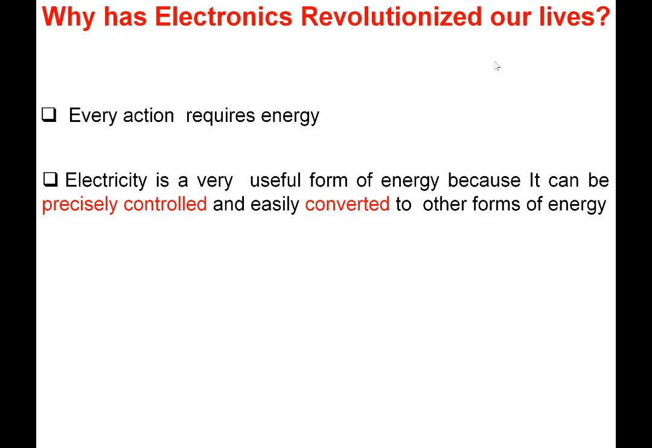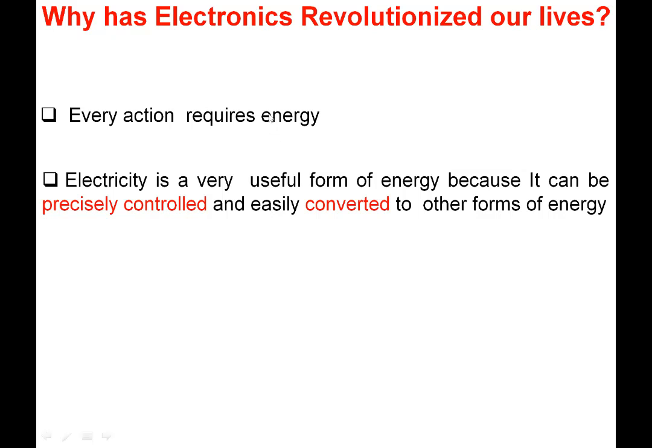For thousands of years, mankind survived without any use of electricity, right? So electricity is a very useful form of energy because of the following. Because it can be precisely controlled and easily converted to other forms of energy. These are two very, very important things. No other form of energy, if you take, can be as well controlled as electricity. And it's readily converted. We all know that electrical energy can be converted into heat, light, motion, anything that you name. And from these two, it follows why electrical systems are so important.